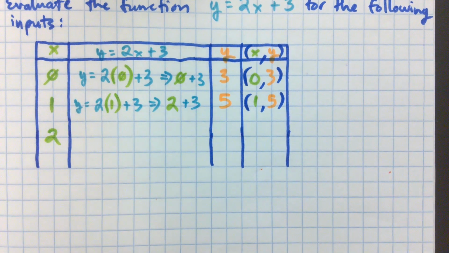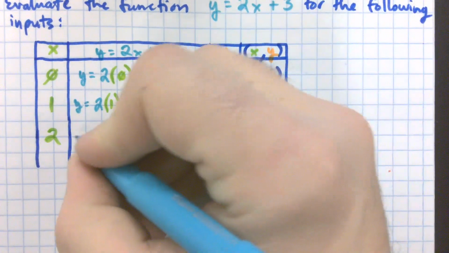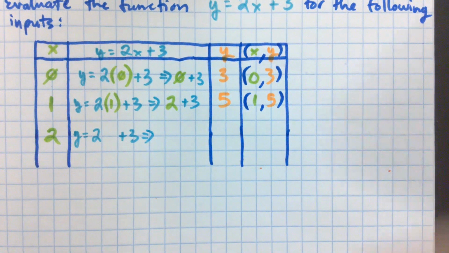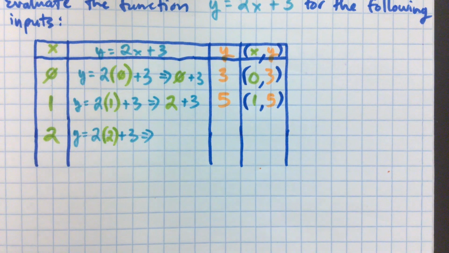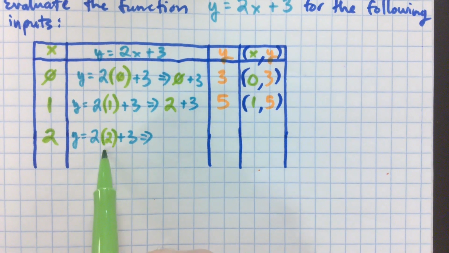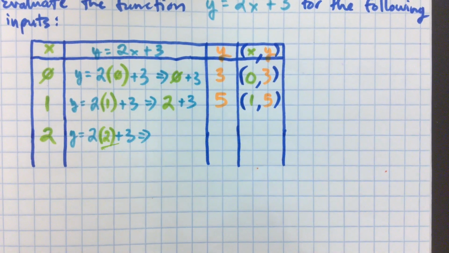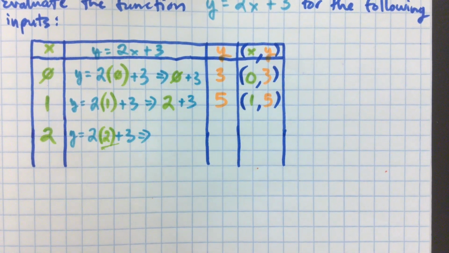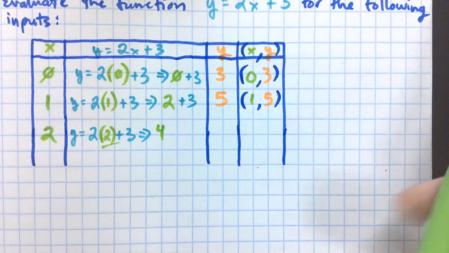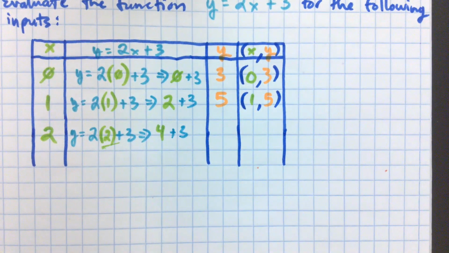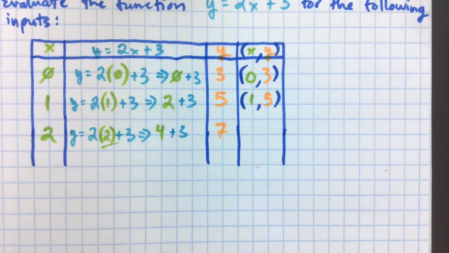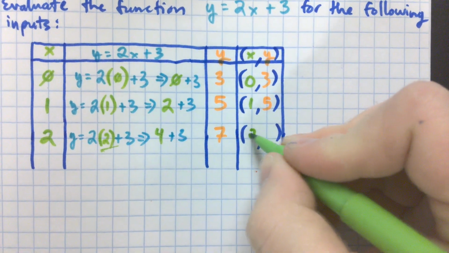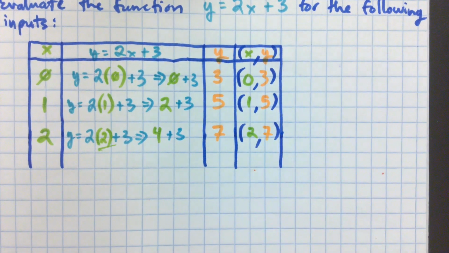Let's do an input of 2, see what we get as an output. Y is equal to 2 times 2 plus 3. Again, we're just plugging that input in for x. What would 2 times 2 give me here? 4. Plus 3 is 6. 4 plus 3? Oh, wait, no, 7. There we go. So my ordered pair is going to be 2, comma 7.